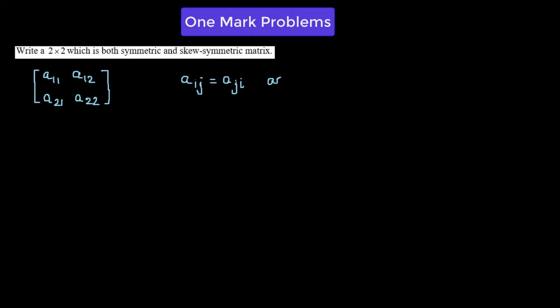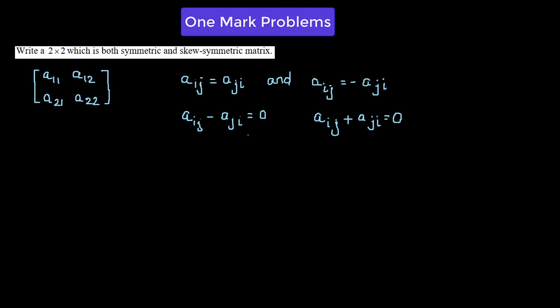and if it has to be skew-symmetric or antisymmetric, then it should also follow that Aij must be equal to the negative of Aji. Now from this we get Aij minus Aji equals to 0, and from the second condition we get Aij plus Aji equals to 0.